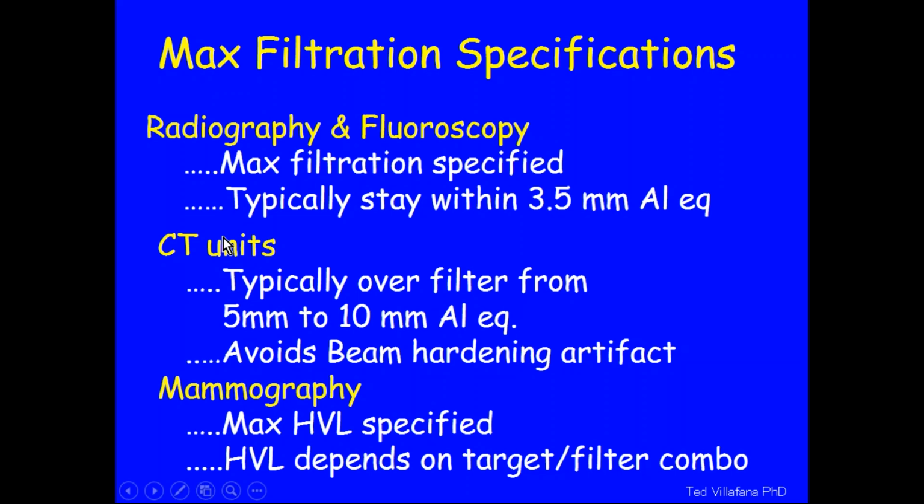In CT units, however, we're going to see that we go to relatively high filtrations. There we do it not so much for a dose reduction. We do it there to avoid the beam hardening artifact, and we're going to have to talk about that. One of the very popular questions on the boards is, how do you minimize the beam hardening artifact? Remember, the beam hardening artifact is those black bands between the petrous ridges in skull and head scans. And how do you avoid that?